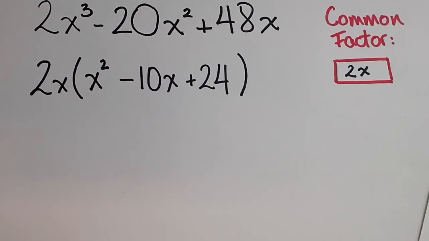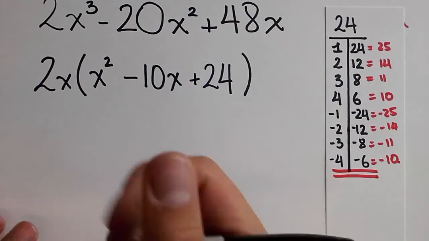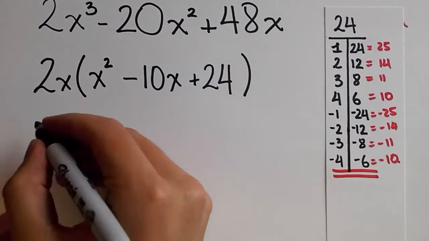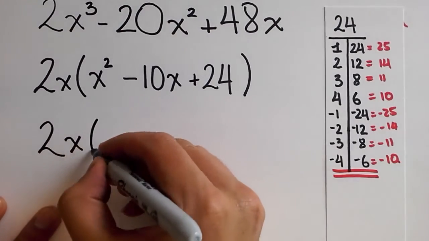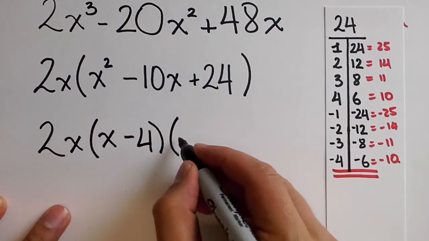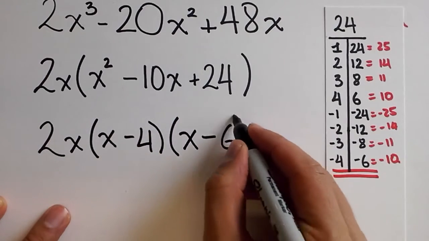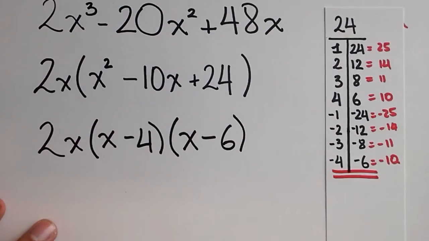Having that information, let's put it right here. I can write finally my expression factored as 2x times x minus 4 times x minus 6. Don't forget to bring down the common factor that you had factored before.